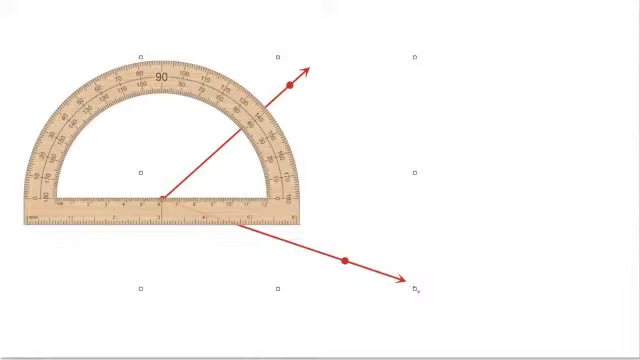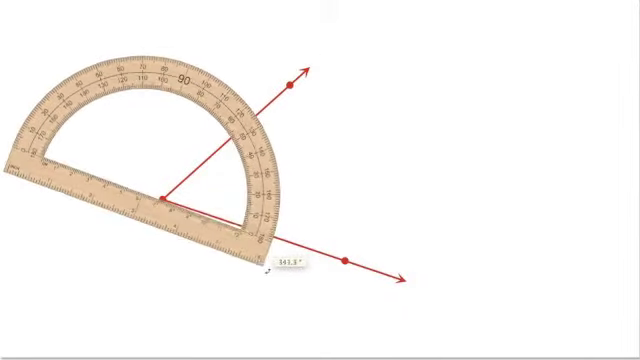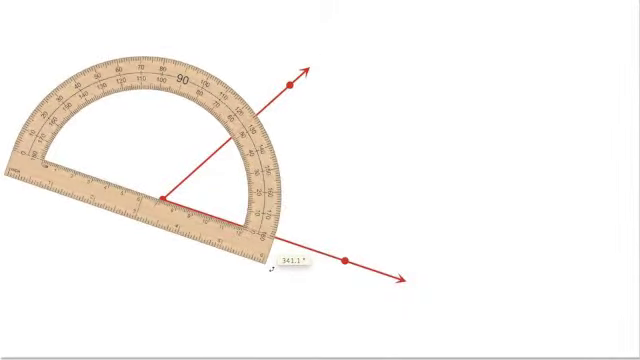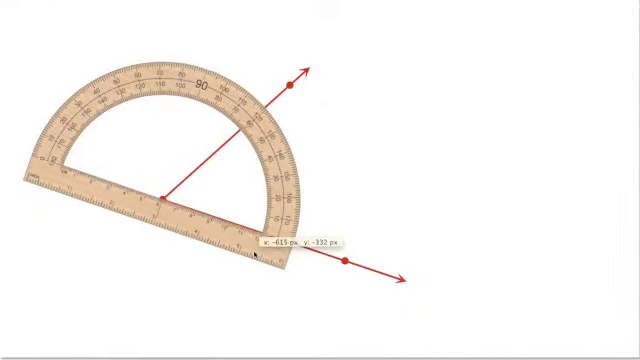Now the arm of this ray has to be lined up with this side of the protractor. So I'm going to have to rotate my protractor and line it up as best as I can with the arm of the angle, putting the center line right here at the vertex, and now I'm ready to try and measure the angle. So we've got our angle.